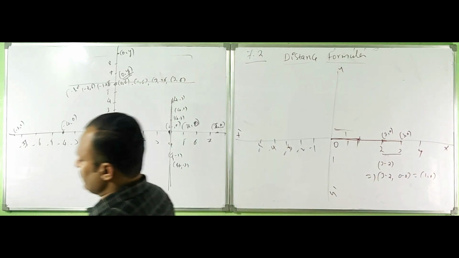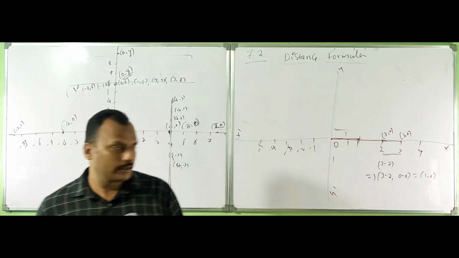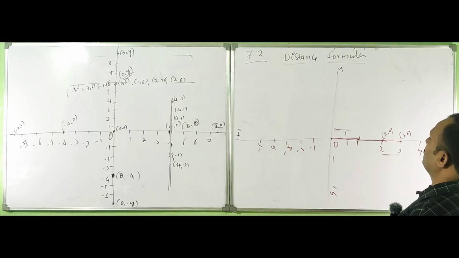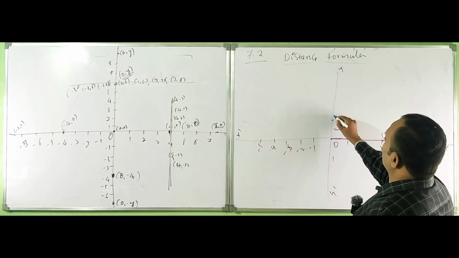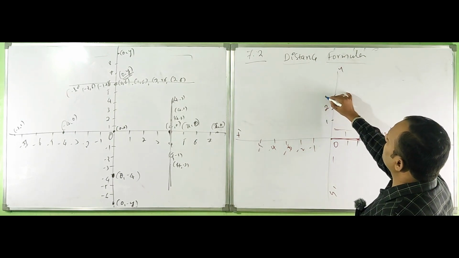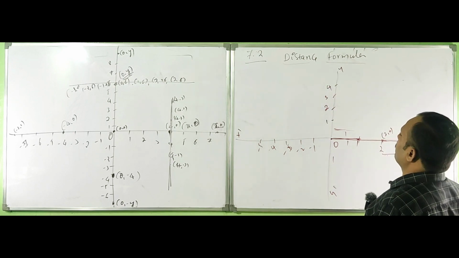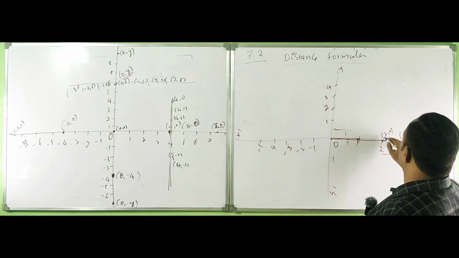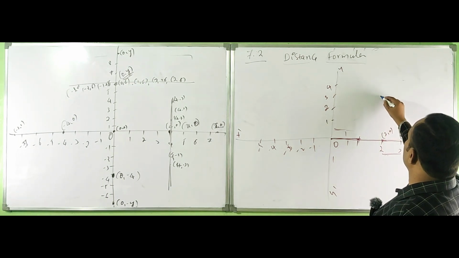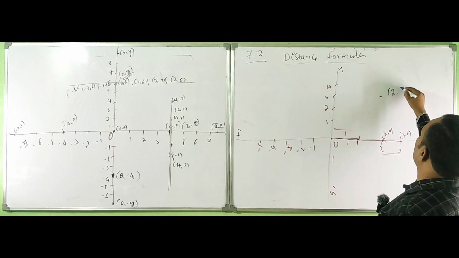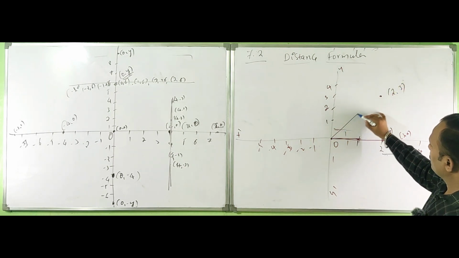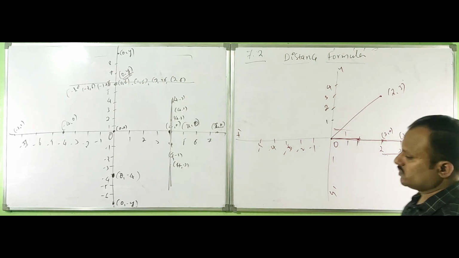On the axis you can find the distance very easily because they are given. Here also the distance we can count 1, 2, 3, 4. We can find the distance here, but if I want to find the distance between points 2 and 3, what do I have to do?